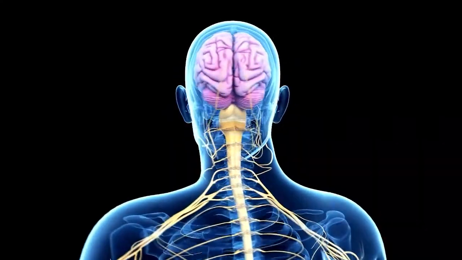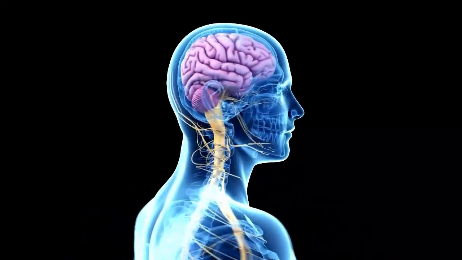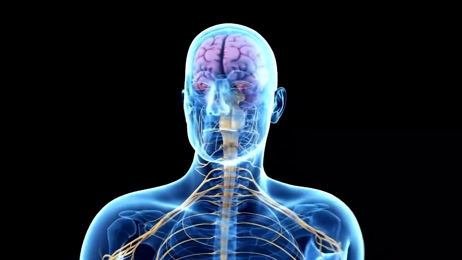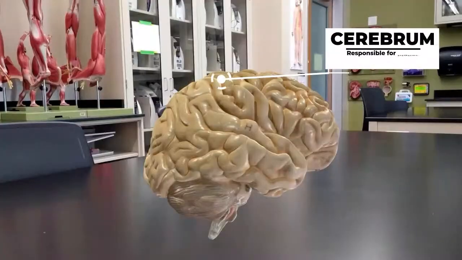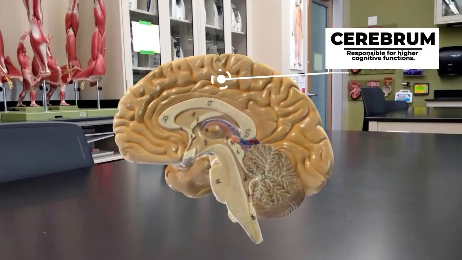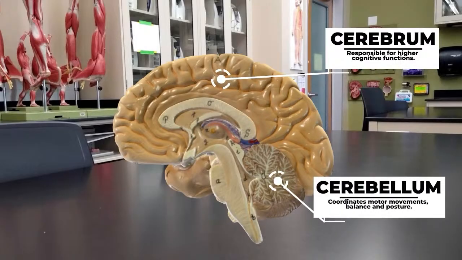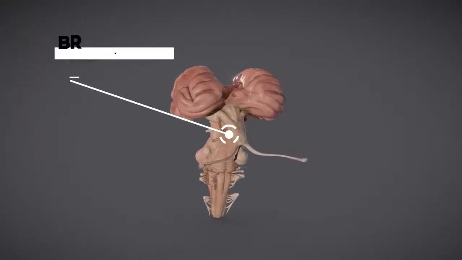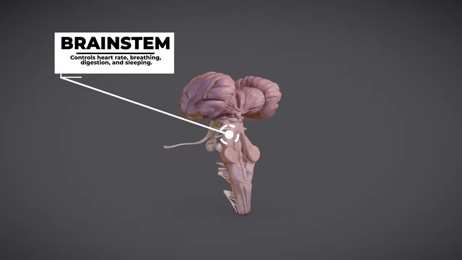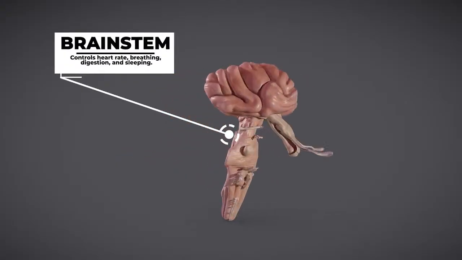Here is a brief overview of all parts of the brain. We will discuss every part in more detail later in the video. Cerebrum. Responsible for higher cognitive functions. Cerebellum. Coordinates motor movements, balance, and posture. Brainstem. Controls heart rate, breathing, digestion, and sleeping.